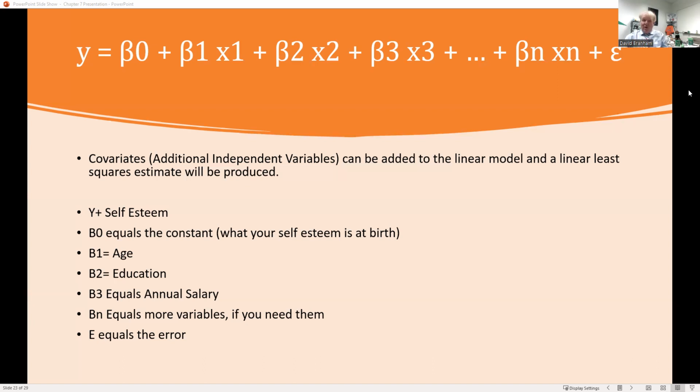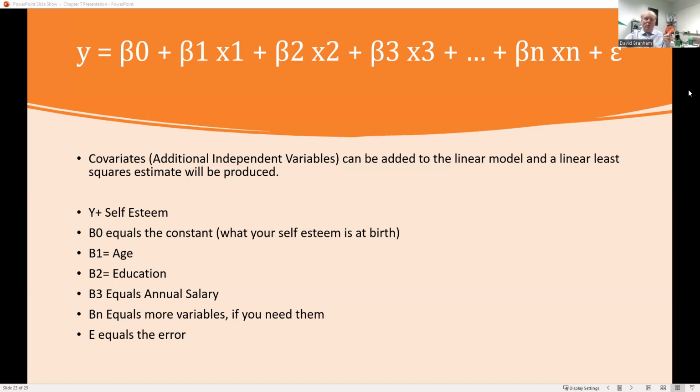So on this variable, we have covariates or additional independent variables that can be added to that linear model that we had before of self-esteem and age. So we can add these covariates to the linear model. We can have age as 1, we can have education as another, we can have gender as 1, and we can see if those actually have an impact on the dependent variable. Maybe they're 0, maybe they have no impact at all. But we can put that data in to see what that impact is.